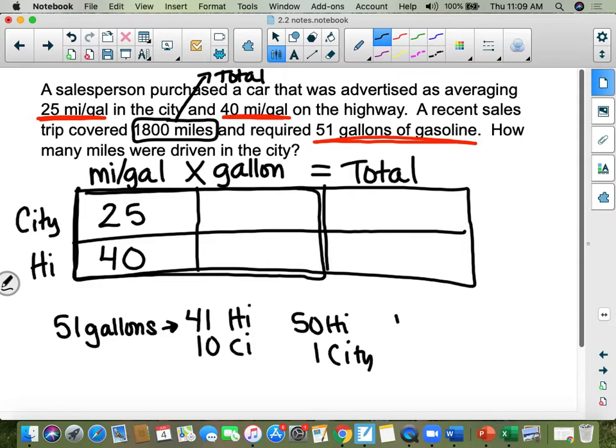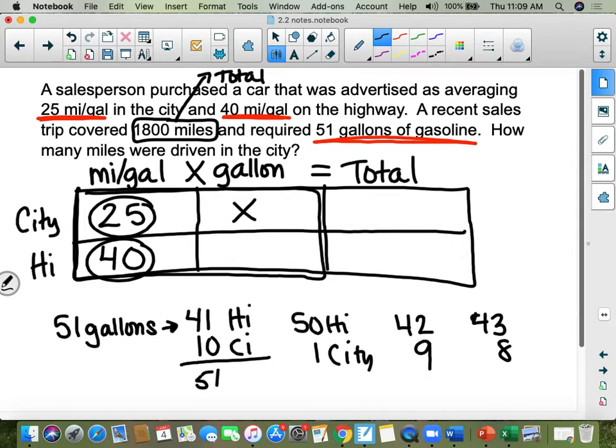How about a different combination? How about 42 and 9? How about 43 and 8? We don't know how many gallons. But one of them, if these are the numbers, one of these needs to be the X, correct? So how do you get the highway gallons if you want this always to add up to 51? Well, city is X.